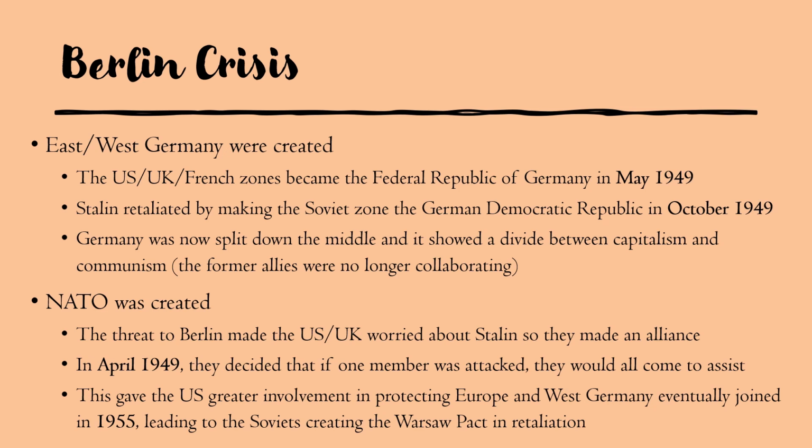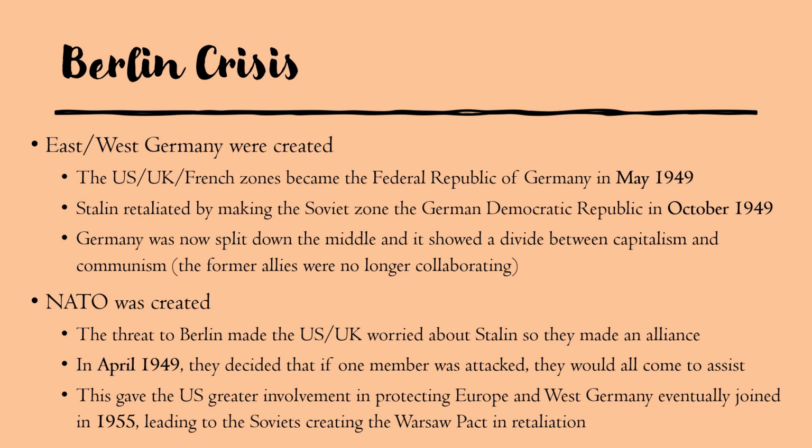So this was set up in April of 1949, and they decided that if one member of NATO was attacked by any country, then every other member of NATO would come to try and assist them in whatever way they could. So this meant that if Stalin tried to attack one of the members of NATO, all the other countries would come to try and stop him. And this gave America much greater involvement and responsibility in protecting Europe and West Germany when it joined from any sort of communist attack.